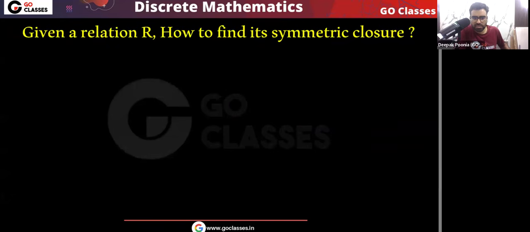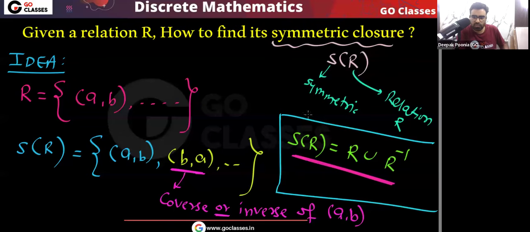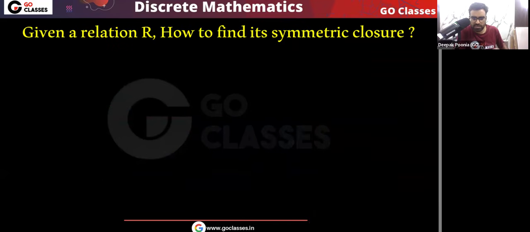So this is what I'm saying here, that to find the symmetric closure of R, you just do R union R inverse. Because if R contains the ordered pair AB, then to find the symmetric closure, you will put BA. What is BA? BA is basically the inverse of AB. So what you are doing? You are doing the union of R with R inverse. That's it.